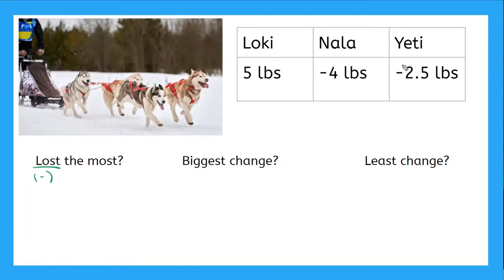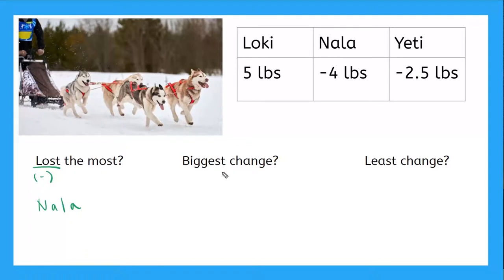So which of the dogs here has the negative number that's farthest from zero? Well, it's either between Nala or Yeti. Is negative 4 or negative 2.5 farther from zero? Yeah, negative 4 is farther from zero than 2.5. So that means Nala lost the most. Now this one says, who had the biggest change? That means which dog had the largest change in weight?